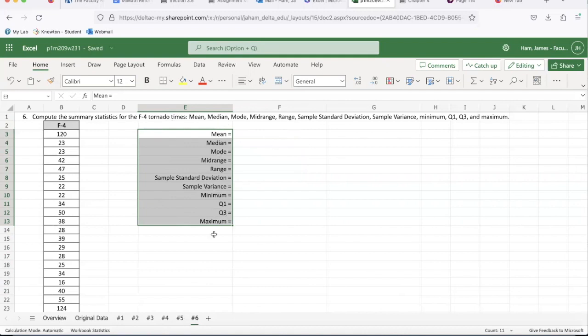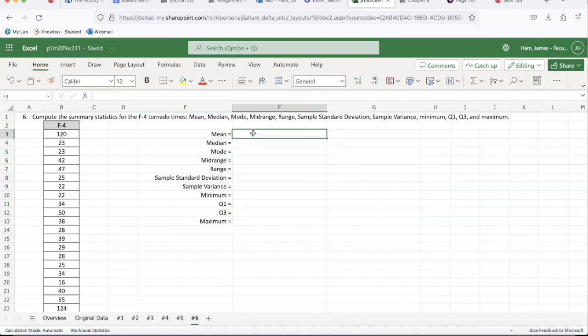I just typed all this stuff in here. It's all text. The way that you tell Excel that you're about to enter in a formula is to hit the equal sign. For mean, it's average, and then come over here and select the numbers that you want to average.